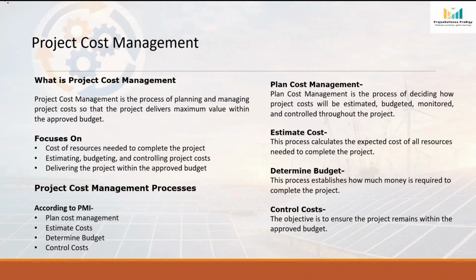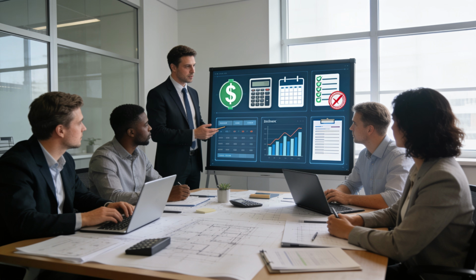Project cost management processes. According to PMI, project cost management includes the processes involved in planning cost management, estimating cost, determining the budget, and controlling cost so that the project can be completed within the approved budget. Let's understand these processes one by one. The first process is plan cost management. Before estimating any cost, we first need to decide how the project cost will be planned, monitored, and controlled. In other words, we establish the rules for managing the project's finances.